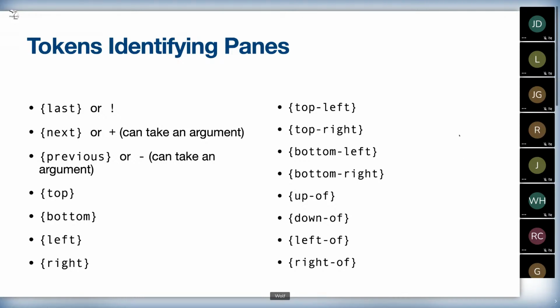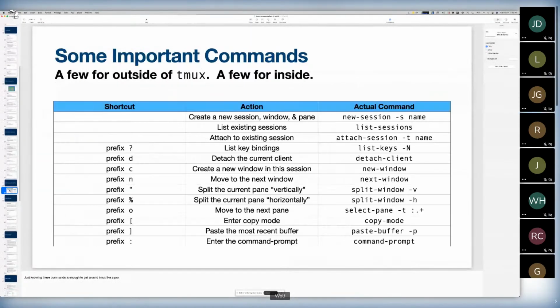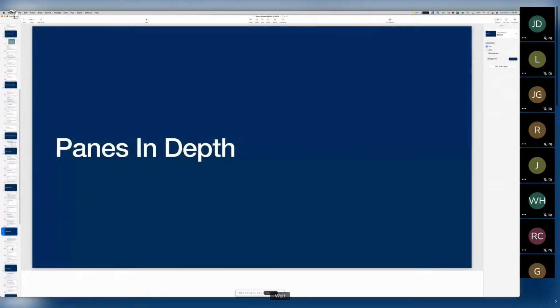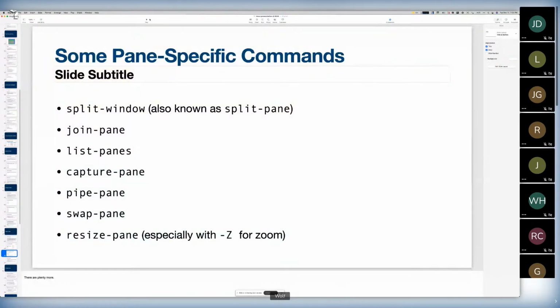So here I would go back to slide 35 so I could show you the next pane command. In fact, let's do that. Slide 35. You can see here that I use select pane minus T for target, and select pane takes a pane for its target, colon dot plus, exactly like we just discussed. So let's take a look at some pane-specific commands.